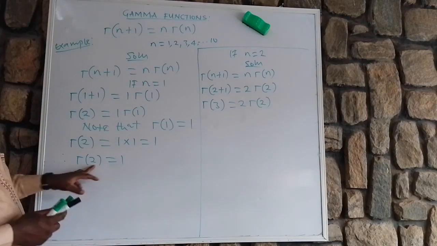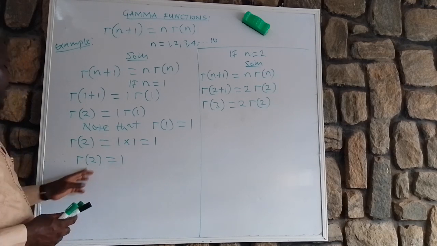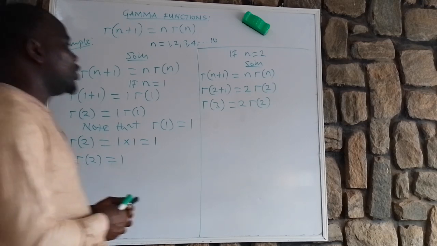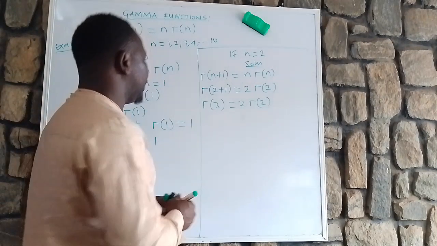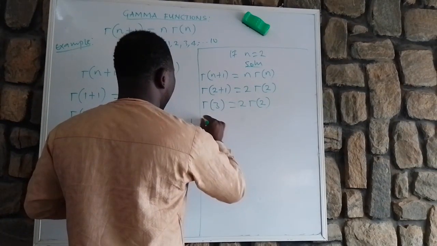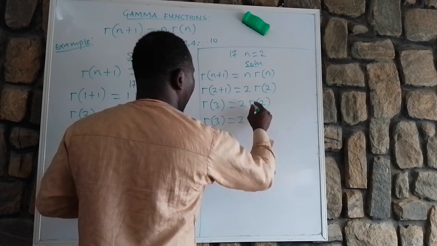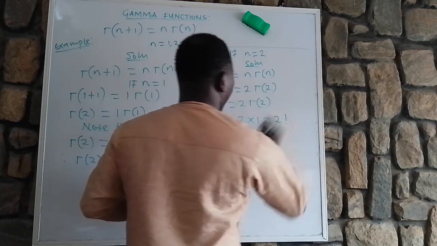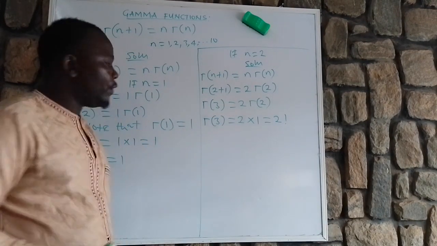Look at this one. Gamma of 2 gives you what? 1, isn't it? So it implies that anywhere you see gamma of 2 is equal to 1. So instead of gamma of 2, we substitute in 1. Is that clear? So now our gamma of 3 is equal to 2 times 1, which is equal to 2 factorial. True or false? Because 2 times 1 is the same thing as 2 factorial.